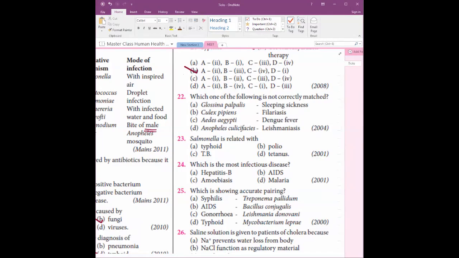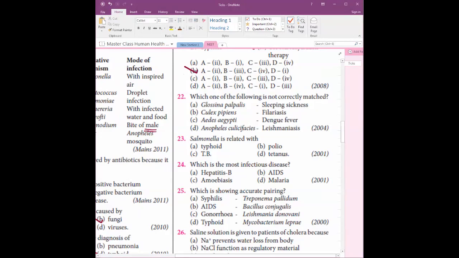Okay. Now, next one, guys. Anopheles mosquito, Leishmaniasis? No, this is the wrong one. Leishmaniasis is caused by trypanosomas. Yes, that is right.